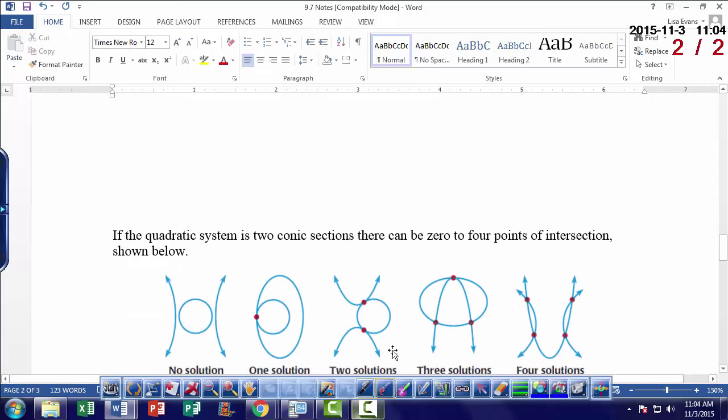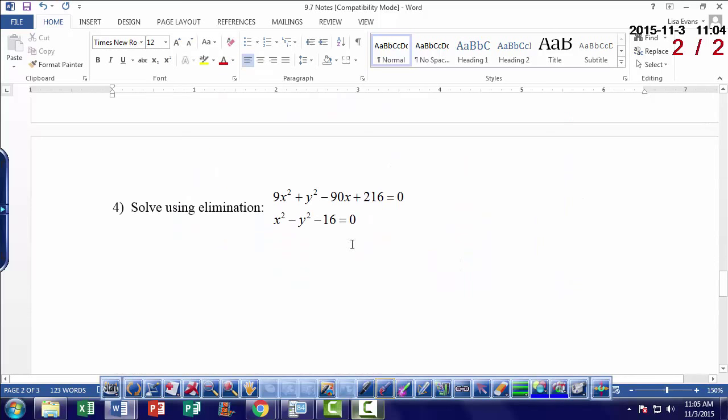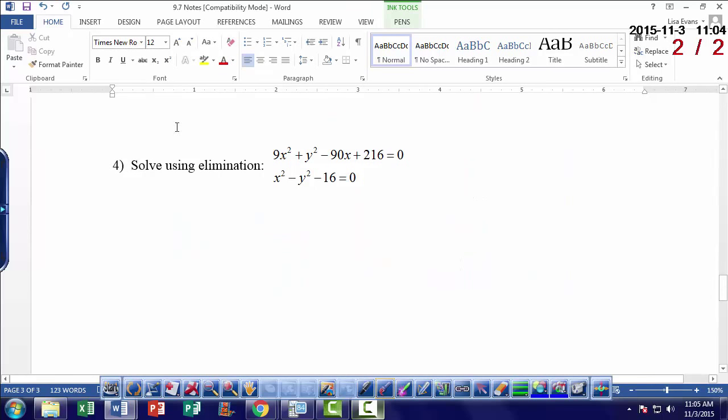Now, coming up to the last type of problem, we can have, if the quadratic system is two conic sections, there can be 0 to 4 points of intersection. So we can have a ton of different solutions here. So here we're going to go ahead and use elimination. Okay, the way it looks right now, I can go ahead and just add my two equations together because my y squareds are going to cancel out. This is going to end up working out nicely because I will only have x's left.